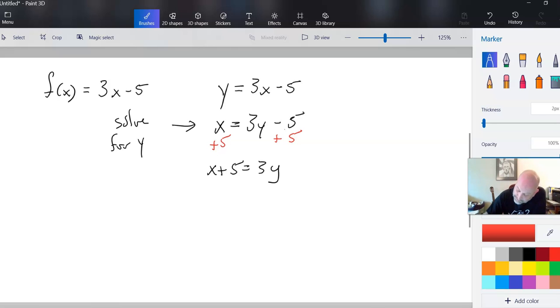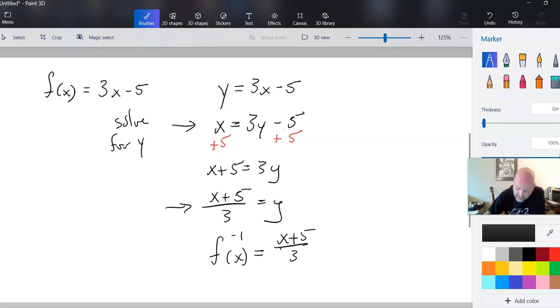And then from here, at this point, I just need to divide everyone by 3. So I have x plus, I almost did it again. x plus 5 over 3 is equal to y. I honestly have no idea why I do that with 3s and 5s. It's the only numbers I do it with, and I've done it consistently throughout my entire life. So in any case, once I have this saying y equals, that should be my f inverse. That means that f inverse of x should be (x plus 5) over 3.